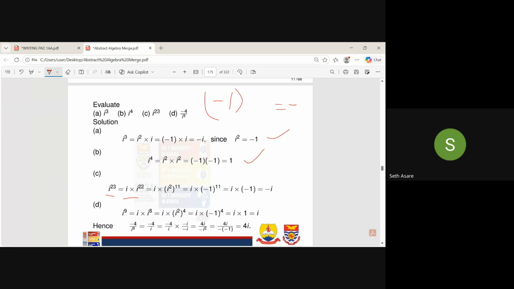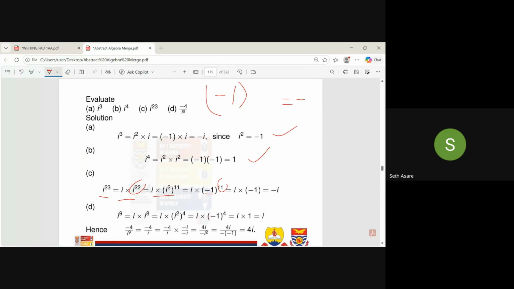So we write it as i times i squared to the power 11, because using indices, 2 times 11 gives us 22. Now, when we square the i, we know we are getting negative 1. So we have negative 1 to the power of an odd number. 11 is an odd number, so that one will give us negative 1. And when we multiply negative 1 by i, we get negative i. All right, so that is what we are trying to do.